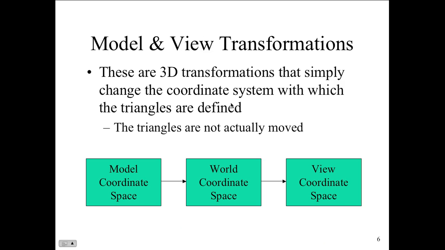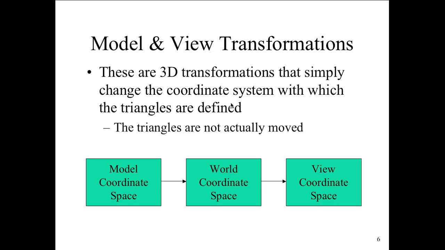When we take a look at the model and view transformations, by definition, these are the 3D transformations that simply change the coordinate system in which the triangles are defined. And we talked about this I believe in the last lecture. We talked about differences between rotation, translation, and simply moving an object from one place in the coordinate system to another place in the coordinate system, which gives us that dynamic, evolving behavior. Not part of animation yet, but it's going to be eventually when we start looking at that.